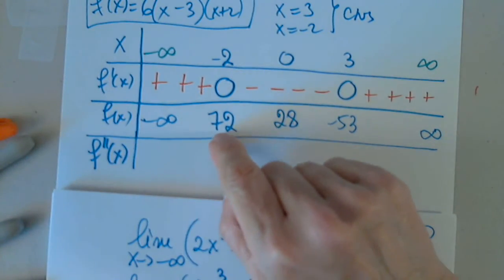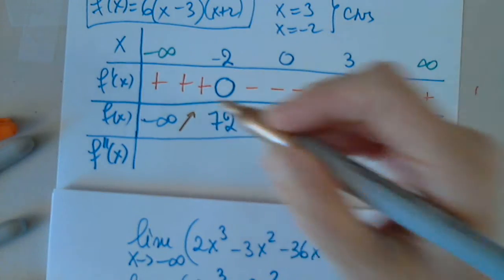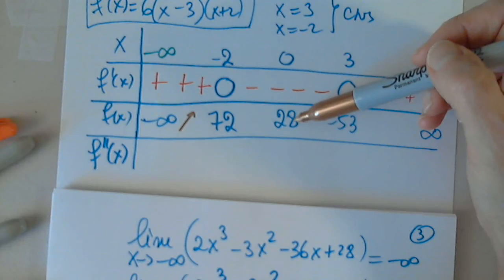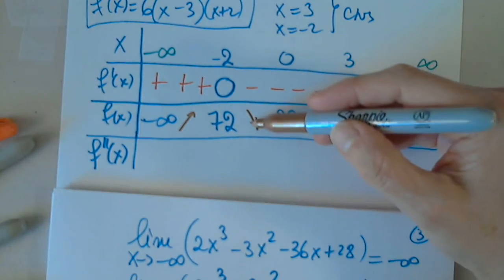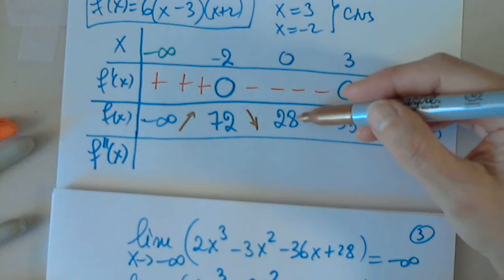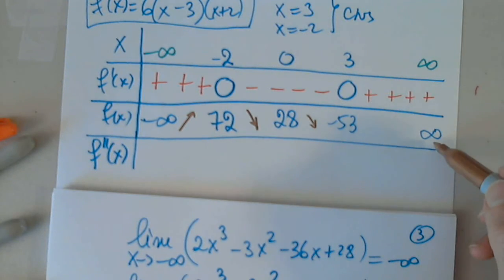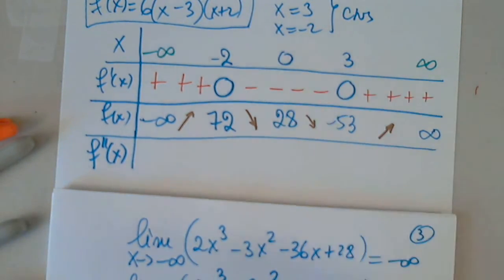From -infinity to 72, the function is increasing. But is that supported by the sign of the first derivative? Yes, it is supported. It's increasing. From 72 to 28, it's decreasing. And that's exactly what the sign of the first derivative is saying. Same thing from 28 to -53. But from -53 to infinity, obviously, it's increasing. And it's true, and it's supported by the sign of the first derivative.